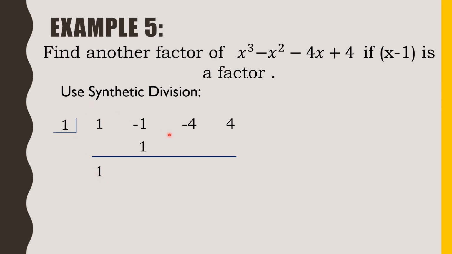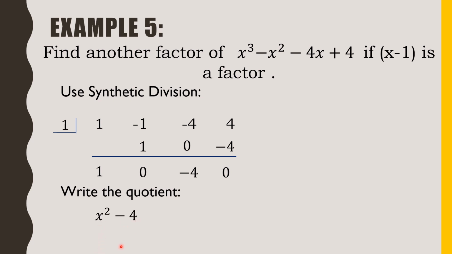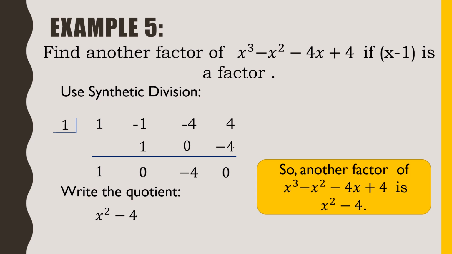1 times 1 is 1. Negative 1 plus 1 is 0. 0 times 1 is 0. Negative 4 plus 0 is negative 4. Negative 4 times 1 is negative 4. And 4 plus negative 4 is 0. And then we write the quotient. So the quotient is x squared minus 4. So therefore, another factor of x cubed minus x squared minus 4x plus 4 is x squared minus 4.